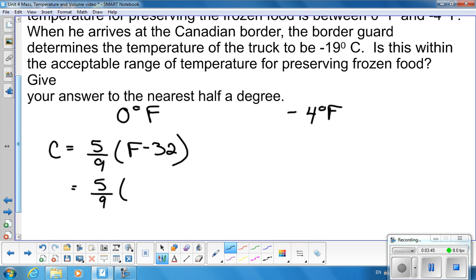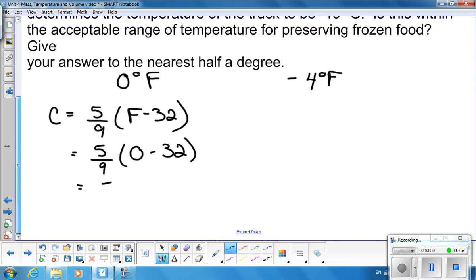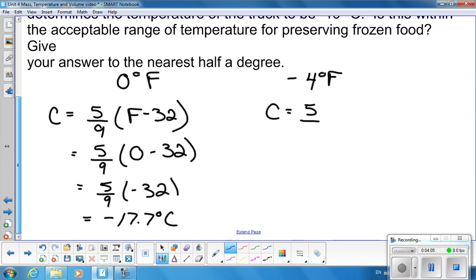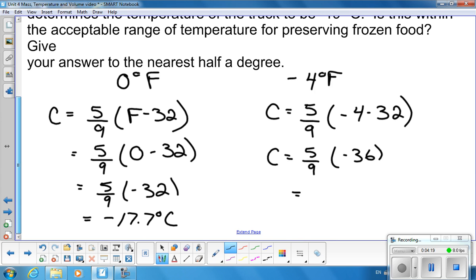So substituting in, I'm going to put in 0 here first. So I end up with 5 over 9 times minus 32. So this temperature works out to be minus 17.7 degrees Celsius. Minus 4 degrees, if I substitute it in. So I'm going to do -4 minus 32. Again, in this case, I need to do that subtraction first. So it's 5/9 times -36, or minus 20 degrees Celsius.